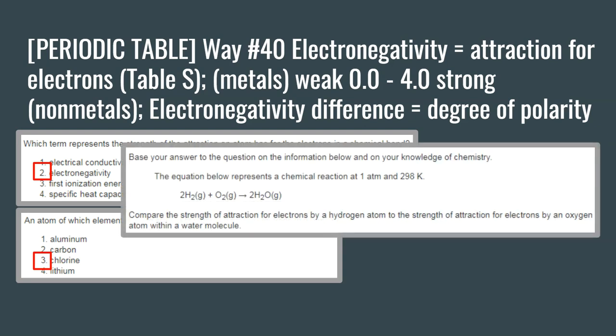The equation below represents a chemical reaction at 1 atmosphere and 298 Kelvin. 2 hydrogen gas molecules plus 1 oxygen molecule yields 2 water molecules of gas. Compare the strength of attraction for electrons by a hydrogen atom to the strength of attraction for electrons by an oxygen atom within a water molecule.